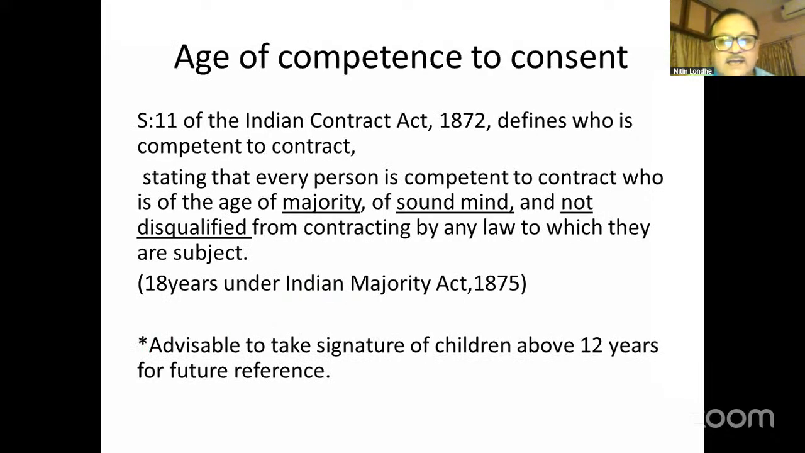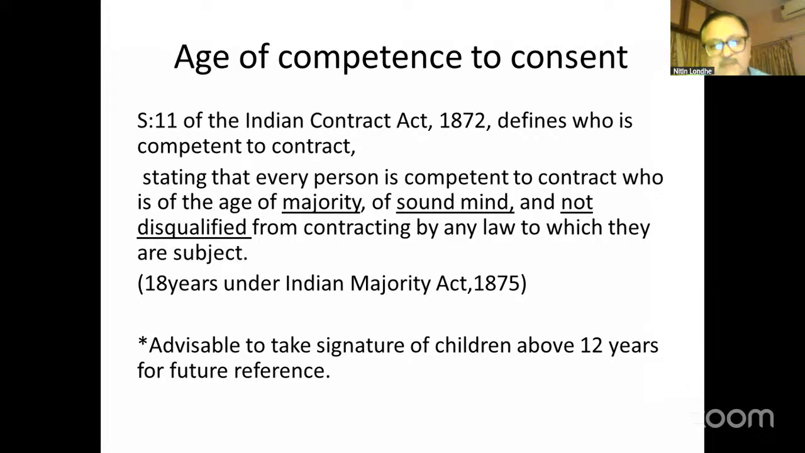Again, what is the age of competence to consent? Section 11 of the Indian Contract Act defines who is competent to contract, stating that every person is competent to contract who is of the age of majority, of sound mind, and not disqualified from contracting by any law to which they are subject. Now, this majority means 18 years and above under the Indian Majority Act of 1875.